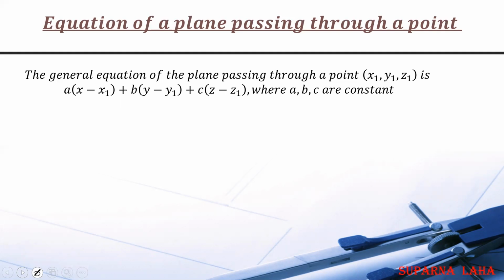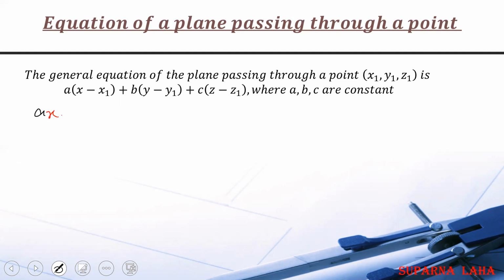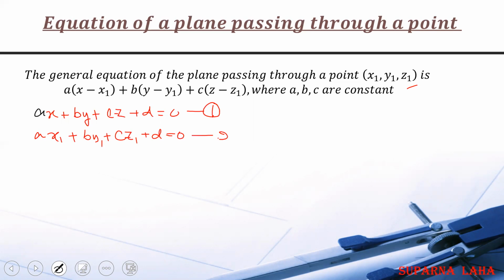Okay, now from where do we get this equation? Let's check. So here is the general equation of the plane: ax plus by plus cz plus d equals 0. Now, if any point x1, y1, z1 on the plane is given, that means it will satisfy the equation. Name this equation 1. If the point satisfies the equation, that is ax1 plus by1 plus cz1 plus d equals 0. This is equation 2.